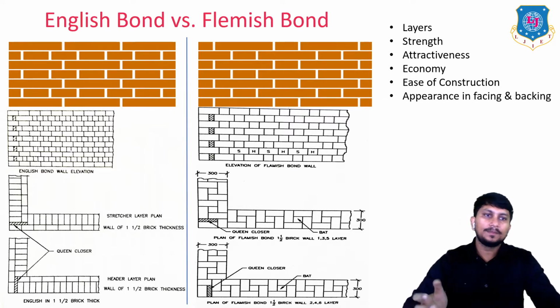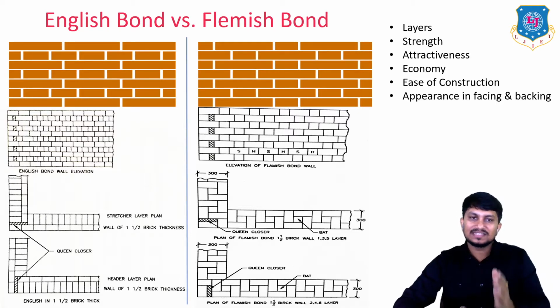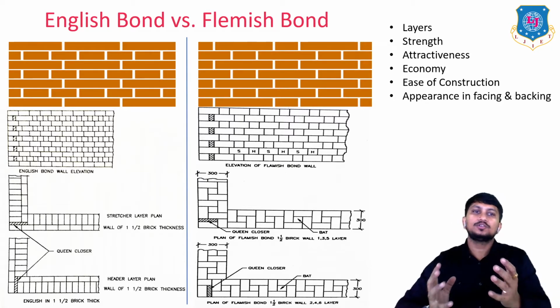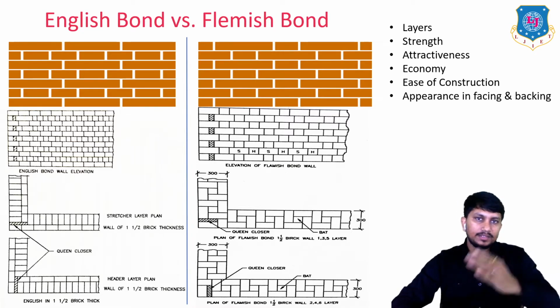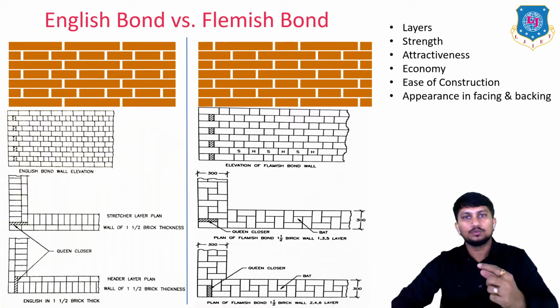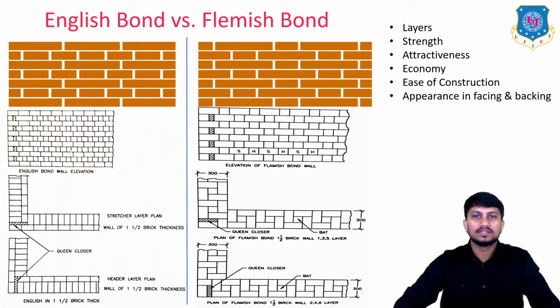Okay, there is a requirement of a supervisor in Flemish bond. Next is appearance in facing and backing. In English double brick wall, the facing part and the backing part have two different appearances, because in the facing part the first layer is shown like stretchers while in the backing part the first layer is shown like headers. While in double Flemish bond, having a two brick wall thickness, the facing part and the backing part have the same appearance. Okay, so this is the difference in appearance in facing and backing part in two brick wall thickness of English bond and Flemish bond.